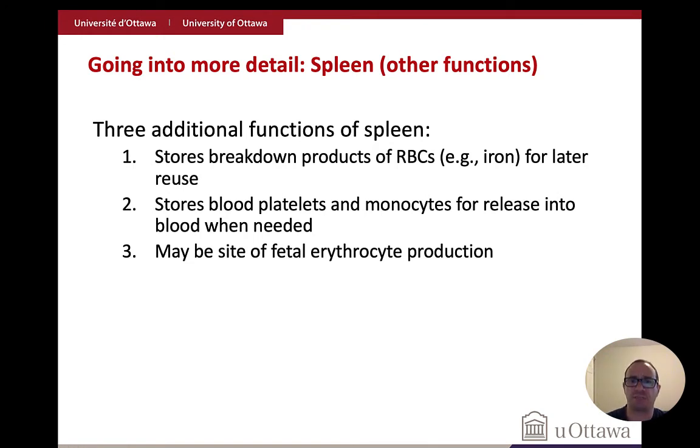So three additional functions of the spleen. I touched on this a bit, I guess. It stores breakdown products of red blood cells, like iron for later use, and it stores platelets. Platelets are responsible for what we call clotting. So they contain substances that will promote blood clotting when you're injured. Okay, and so that means that it'll allow your blood to form a scab essentially and seal a wound. And there's some thought that it might be the site of fetal erythrocyte production. So that means the production of red blood cells or red blood cell precursors in the fetus. Okay, so those are three additional functions of the spleen. Again, spleen is the second of these secondary lymphoid organs that we're talking about. The first one was the lymph nodes.